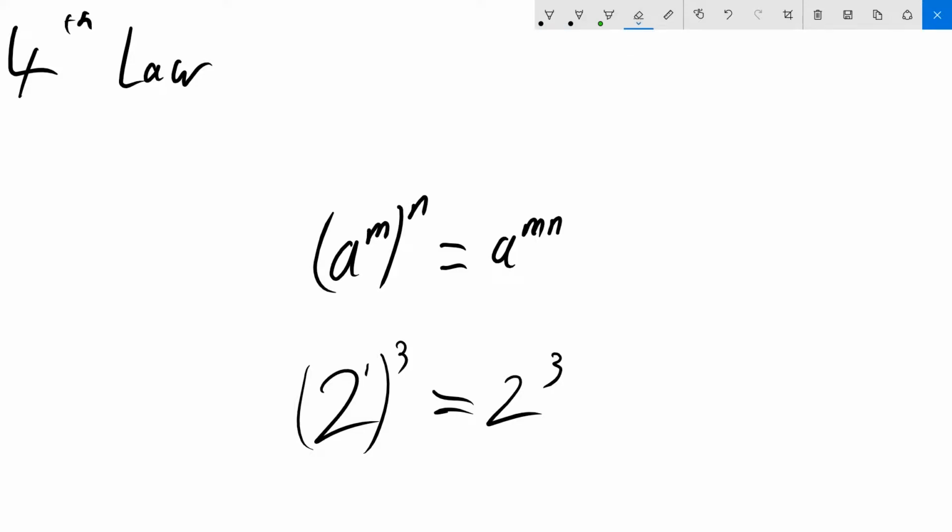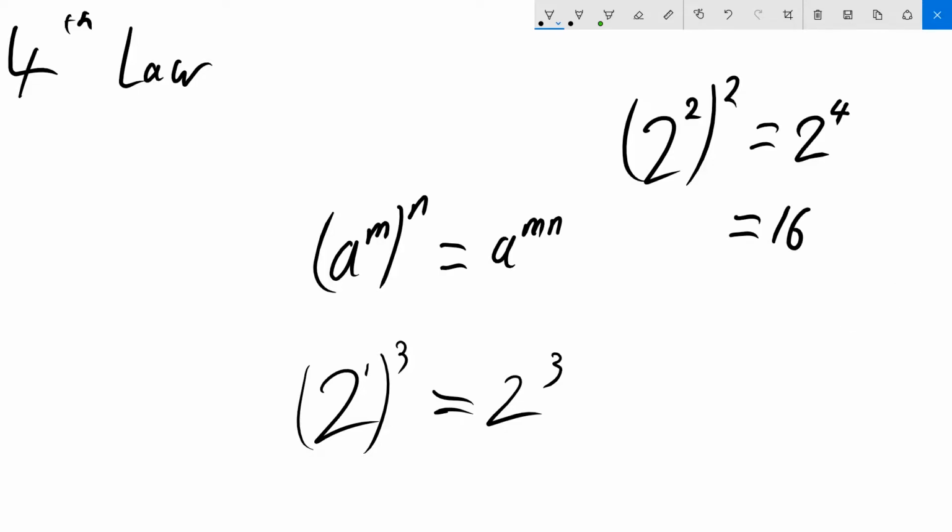Okay, let's look at another example. We have 2 to the 2 to the 2. According to our law, this should equal 2 to the 4. So let's evaluate what that is. 2 times 2 is 4, times 2 is 8, times 2 again is 16. It's equal to 16.